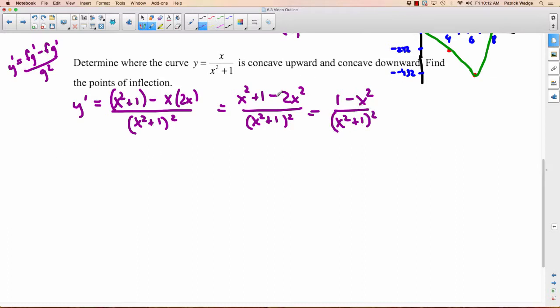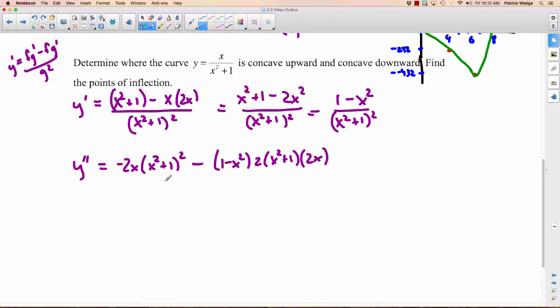We can go straight to the second derivative, because all we're looking for is whether it's concave up or down and points of inflection. Okay, we've got to use the quotient rule again. So we take the derivative of the top, which is negative 2x, and multiply by the bottom, x squared plus 1 all squared. Take away the top, 1 minus x squared, times the derivative of the bottom. For the derivative of the bottom, you're going to have to do the chain rule. So you have something squared. Bring the 2 down, keep the something the same, and drop that 2 down to a 1, and then multiply by the derivative of the inside. The derivative of the inside is just 2x. All that is divided by x squared plus 1 squared, but now you have to square that.